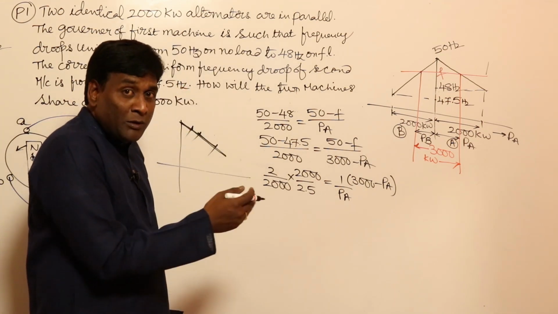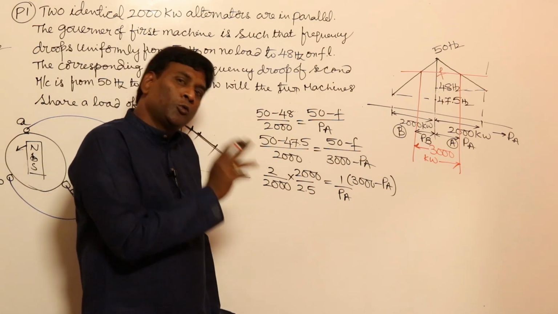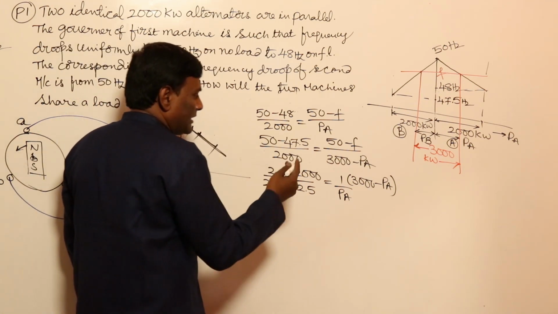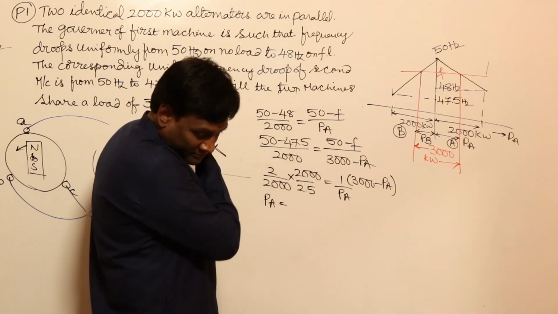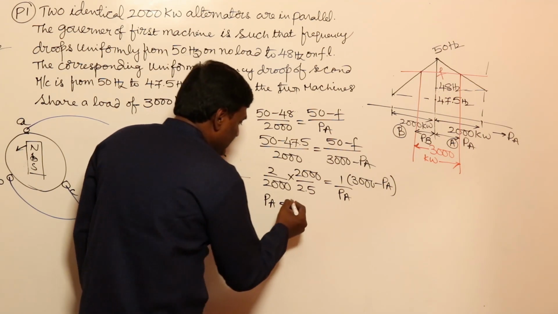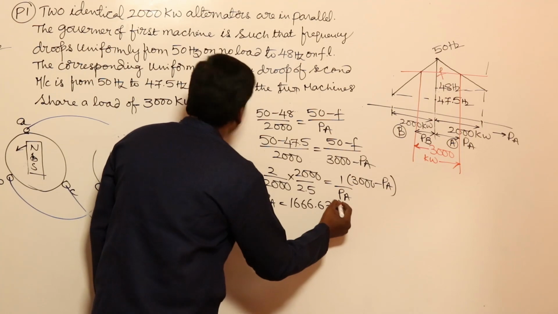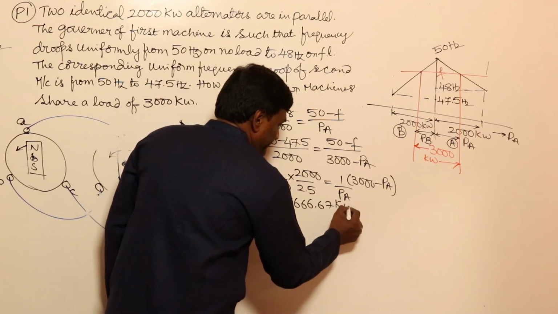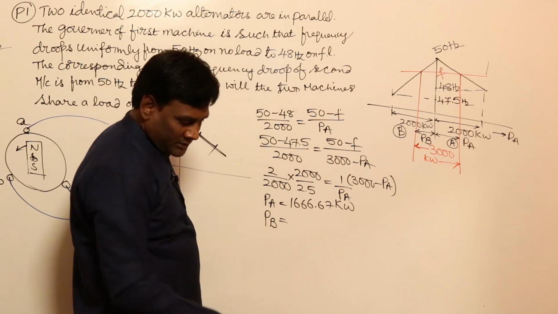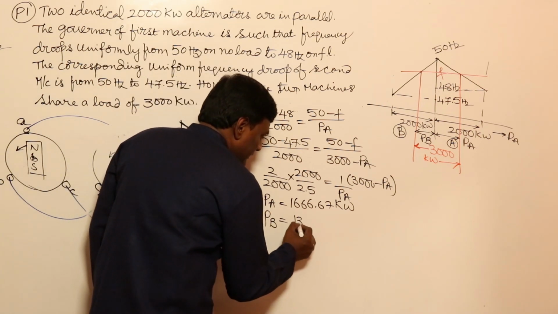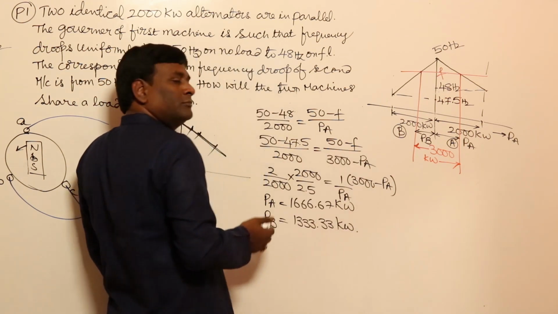In upcoming problems the situation will not be like this; you have to calculate two equations. We will see that immediately after this. So how much is PA? From here I got PA as 1666.67 kilowatt, and PB is 3000 minus that, which is 1333.33 kilowatt. Problem solved.